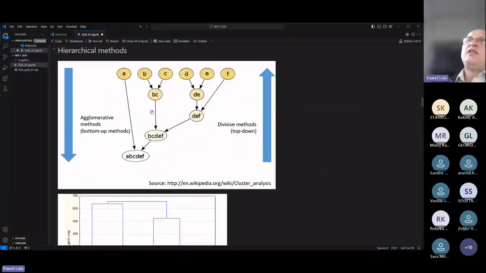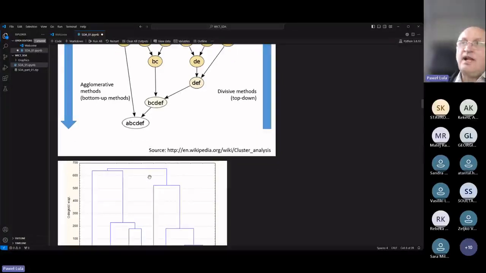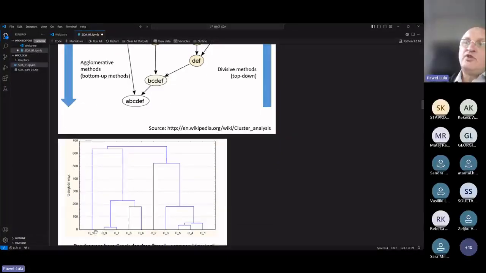So it is the idea of hierarchical methods. The main feature of these methods is an ability for building a dendrogram, a dendrogram which presents the whole process of cluster creation, cluster forming.